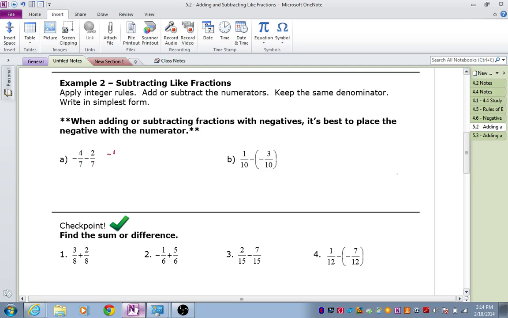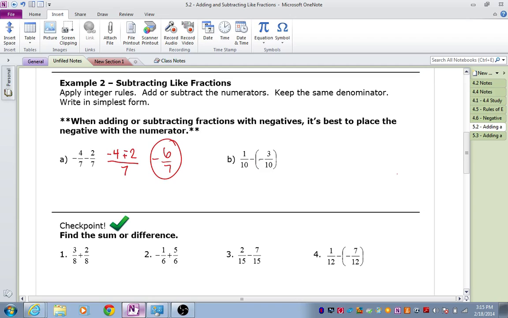So we're going to say -4. We're subtracting, so we're going to minus 2, and that should still be over 7. Well, -4 minus 2, use our integer rules, would be -4 plus a -2, and that gives us -6/7. Once again, your negative can be on the outside of the fraction bar, up with the 6 in the numerator, or down in the denominator with the 7. All three would be the same answer.